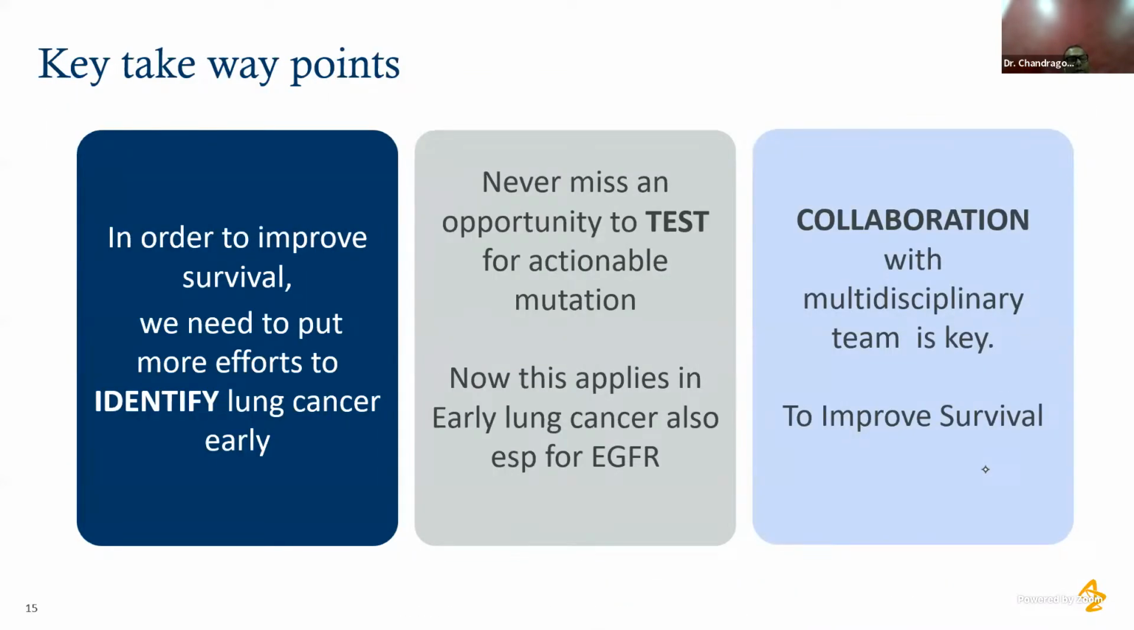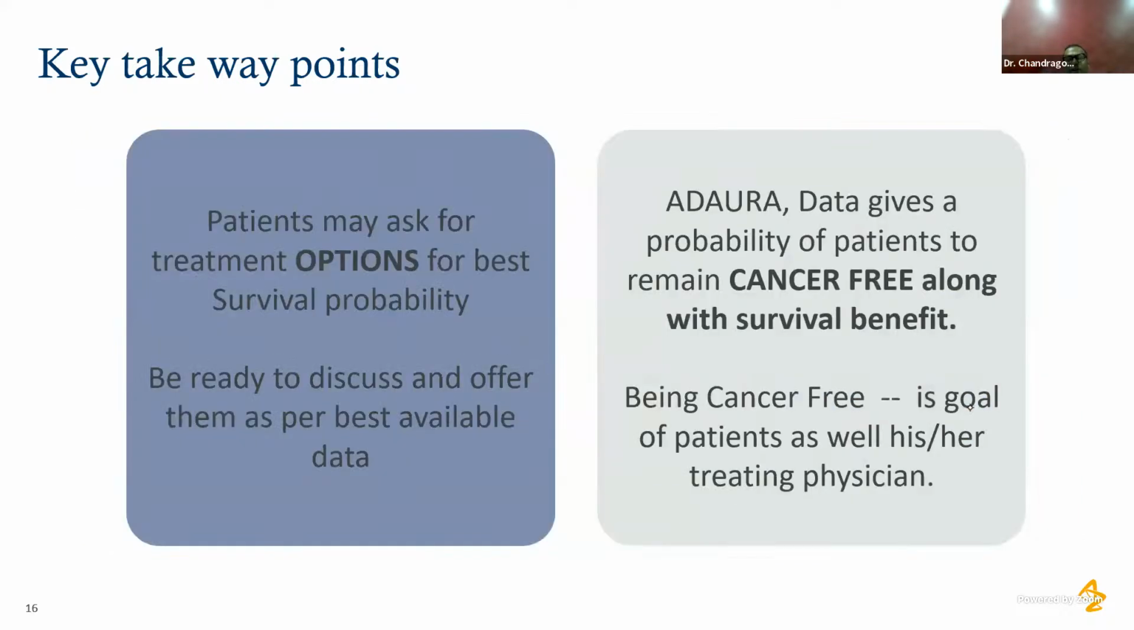So the key takeaway points are: in order to improve survival, we need to put more effort into identifying lung cancer early. Never miss an opportunity to test for actionable mutations. This applies in early lung cancer also, especially for EGFR. Collaboration with the multidisciplinary team is key to improving survival. Patients may ask for treatment options for the best survival probability, and be ready to discuss and offer them as per the best available data.